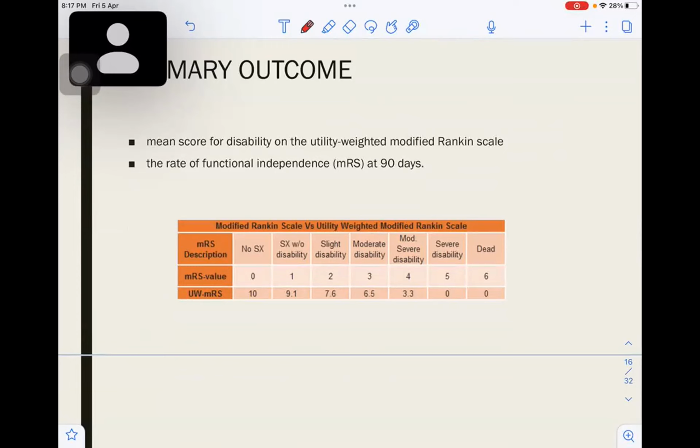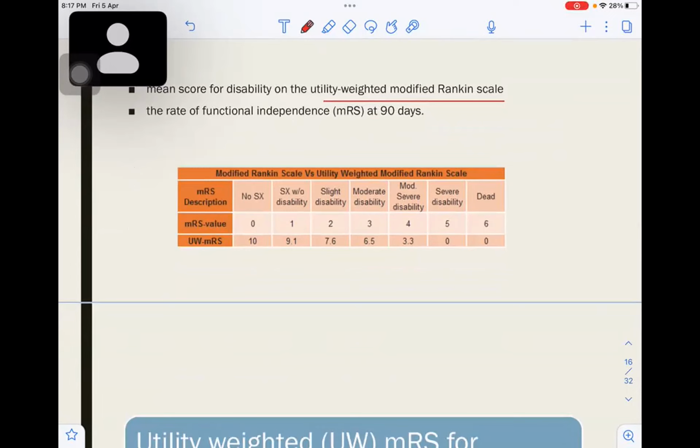The primary outcome, as I said, is completely based on the modified Rankin scale. But they did something else. To the modified Rankin scale, they added some weights, which is called the utility weighted modified Rankin scale. Based on all the clinical studies that are available, they gave certain weights to each point of the modified Rankin scale. Like if the MRS value is 0, they gave a weight of 10, and if it is 6, a weight of 0. Based on this, they calculated the MRS at a 90 day interval.